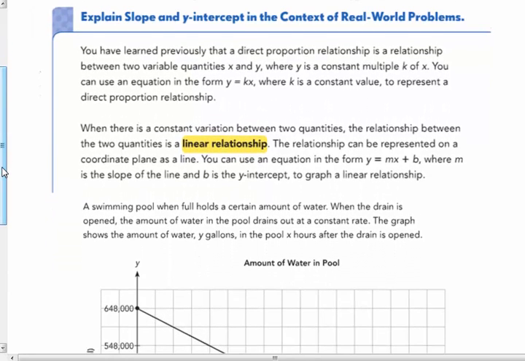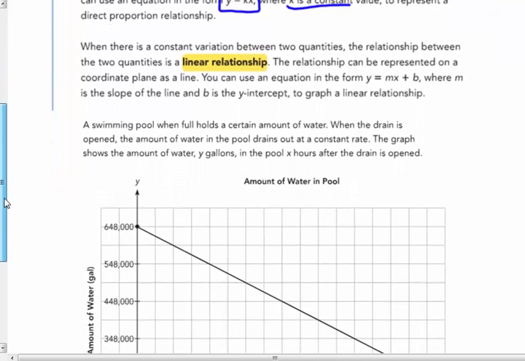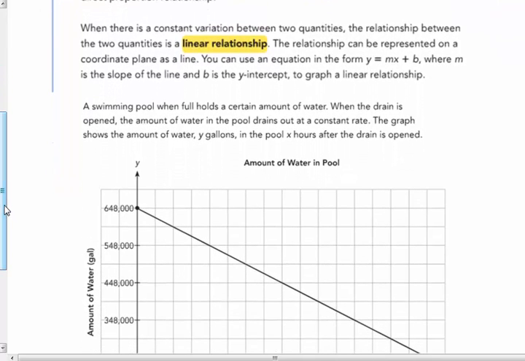Explaining slope and y-intercept. We learned last year y equals kx, where k is the constant value that represents a direct proportion. When there is a constant variation between two variables, like x and y, the relationship between the two quantities is a linear relationship. The relationship can be represented on a coordinate plane as a line. You can use an equation in the form of y equals mx plus b, that slope-intercept form or function form, where m is the slope and b is the y-intercept, to graph a linear relationship.